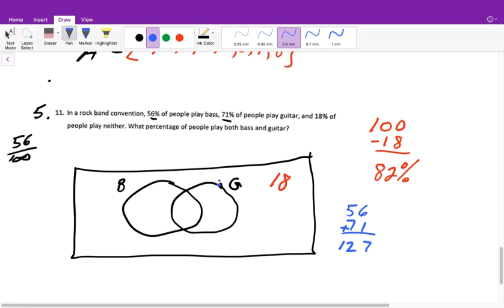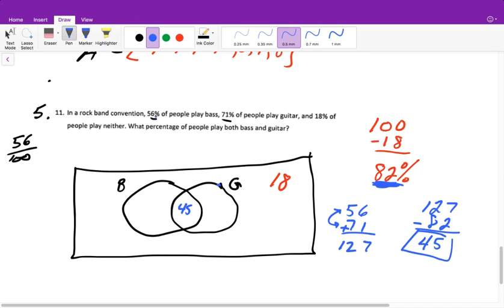But that doesn't make sense though. And also, if you think about it, some of these people will play both the bass and guitar. So we need to figure out how many people are playing both. So what we do is we add them together and we take this 127 and we subtract what's left in our universe, because we know that there's 82 people left in total, 82%. And those 82% can play bass, guitar, or both. So when we subtract this from the total that we get when we add them together, which is then 45, that tells us how many percent of the people play both. So 45 or 45% of the people play both bass and guitar.